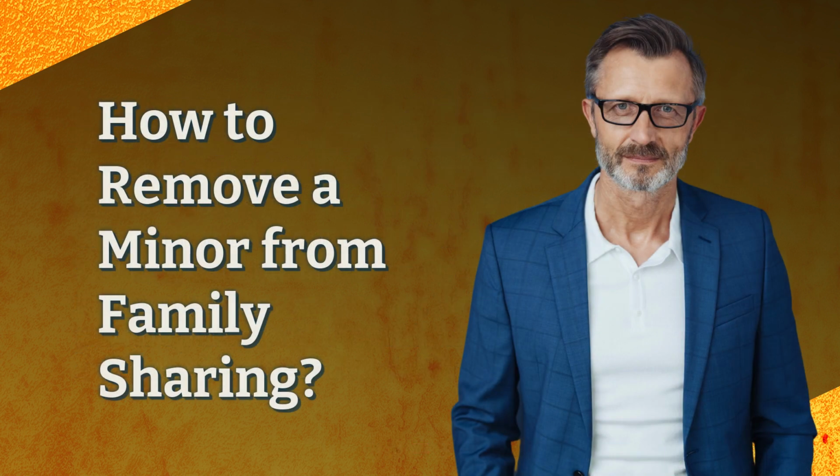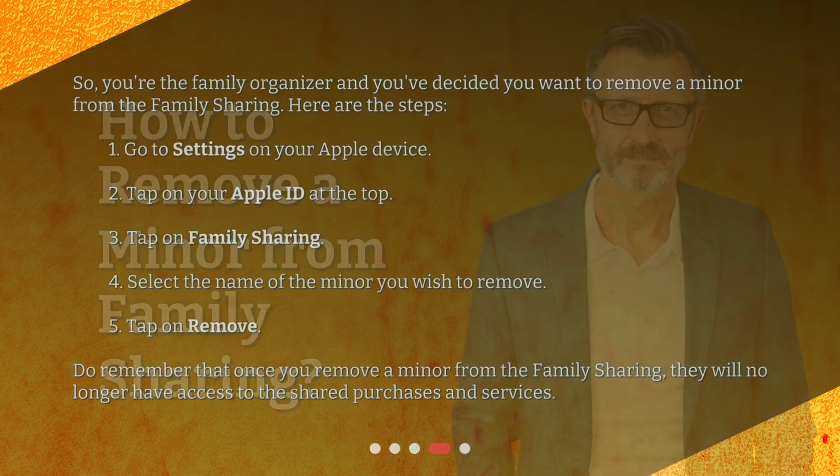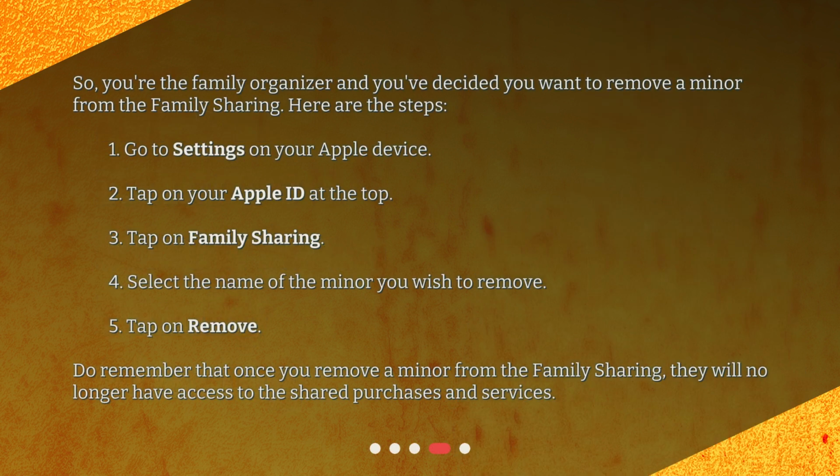How to remove a minor from family sharing? So, you're the family organizer and you've decided you want to remove a minor from the family sharing. Here are the steps. 1. Go to Settings on your Apple device. 2. Tap on your Apple ID at the top. 3. Tap on Family Sharing. 4. Select the name of the minor you wish to remove. 5. Tap on Remove. Do remember that once you remove a minor from the family sharing, they will no longer have access to the shared purchases and services.